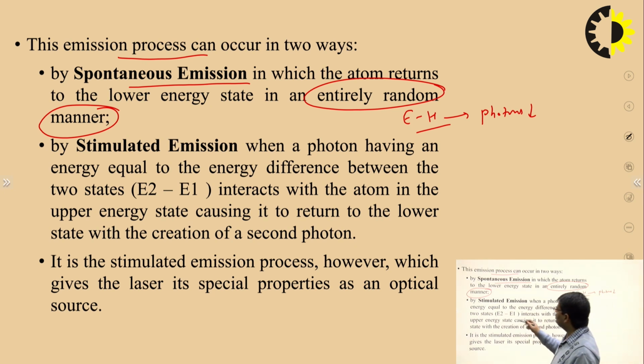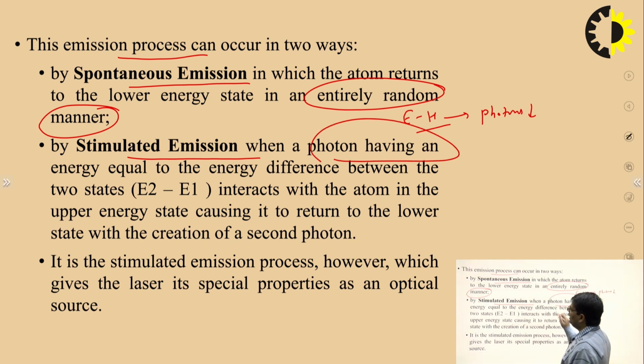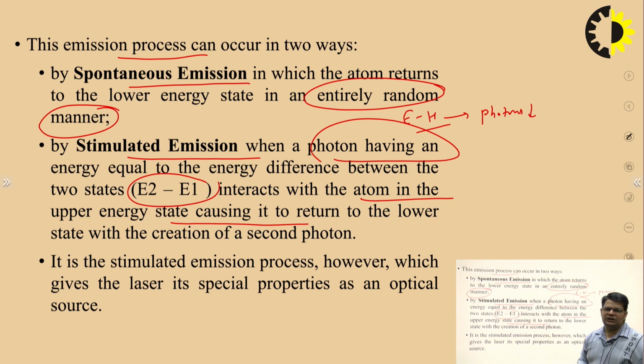Now in the case of stimulated emission, we use external photons having energy equal to the band gap to interact with the atom in the higher energy state, or the electron in the higher energy state. That is, the electron present in the higher energy state is forcefully brought down to the lower state so that the electron hole pair can recombine together, and this process generates another second photon.